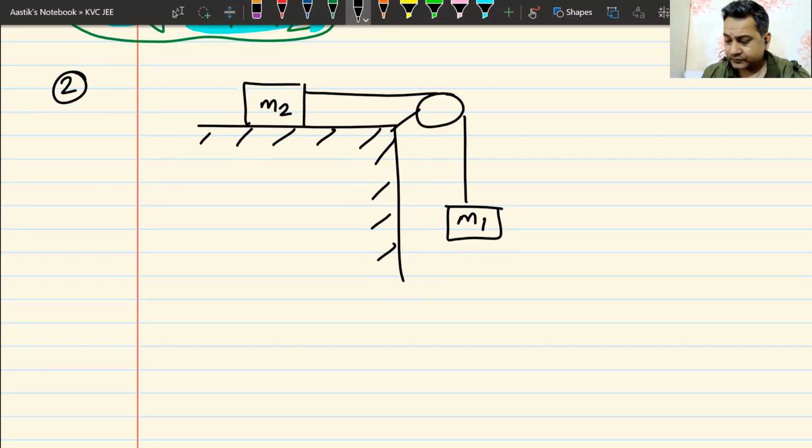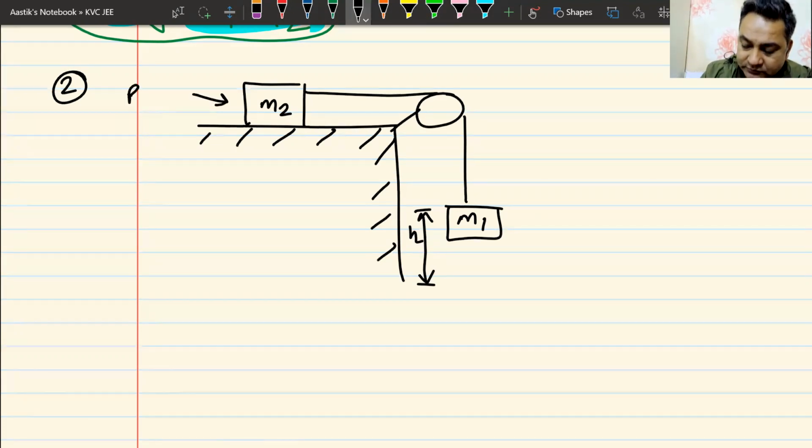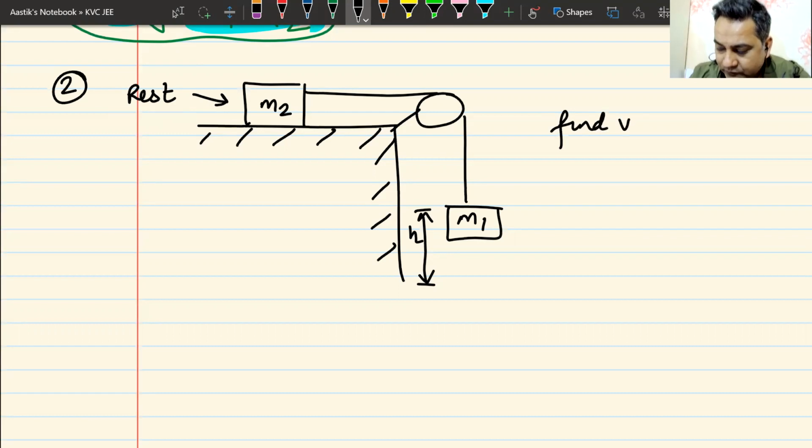M1, M2, same question. It has fallen by a height h. Initially, they were at rest. Find the velocity after it has fallen a height h. Now, right now I'm not going to find out acceleration because that is not asked. Why should I do it?